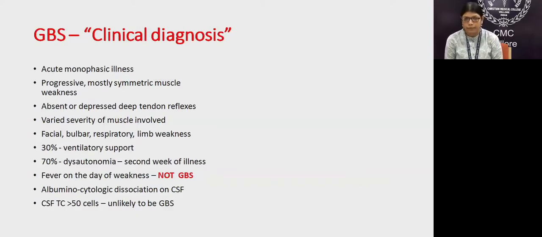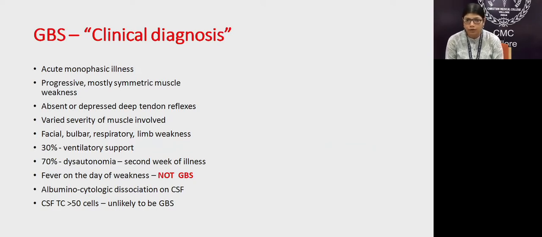We do not need a nerve conduction study to diagnose GBS or to start plasma exchange or IVIG, especially in a setting when they have respiratory involvement and bulbar involvement. And it is a monophasic illness. Like the neuropathy patterns which we have seen, the presentation is that of a progressive symmetric muscle weakness with hyporeflexia or areflexia, and varied severity of the muscles can be involved. There can be facial, bulbar, respiratory, and limb weakness.